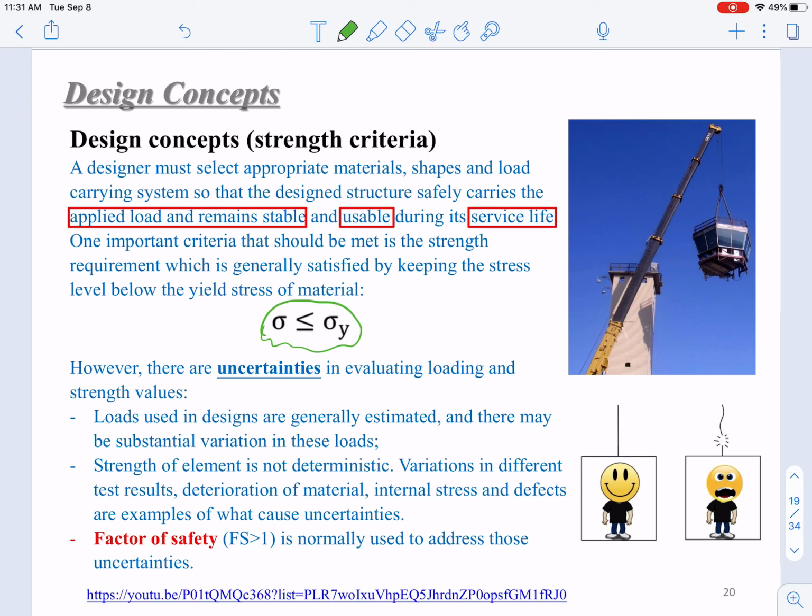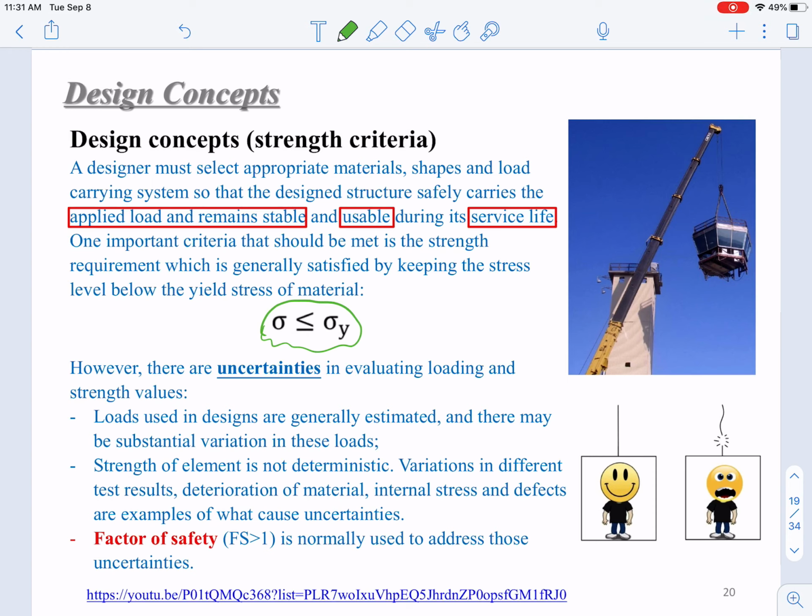However, in real structures, there are a lot of uncertainties in evaluating load and strength values. For example, the loads used in design are generally estimated, and they may be substantially lower than the actual service loads. And the strength of elements is not deterministic. The strengths of materials are just obtained through testing. You can test 100 material samples, and then get an average value and the variation. But in the true case, in the field, the strength can also go beyond or below the range you tested in the lab. Okay, this will create a lot of uncertainties.